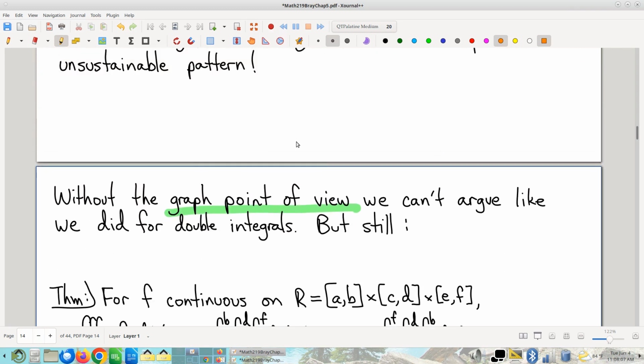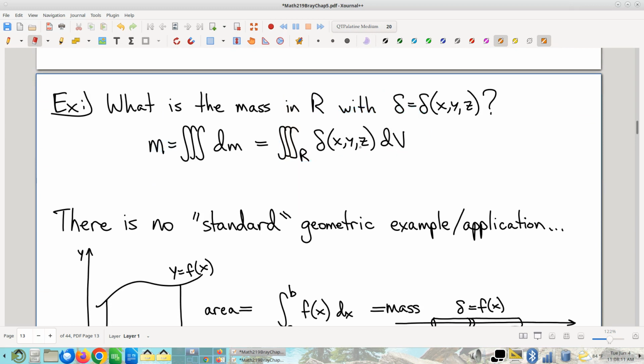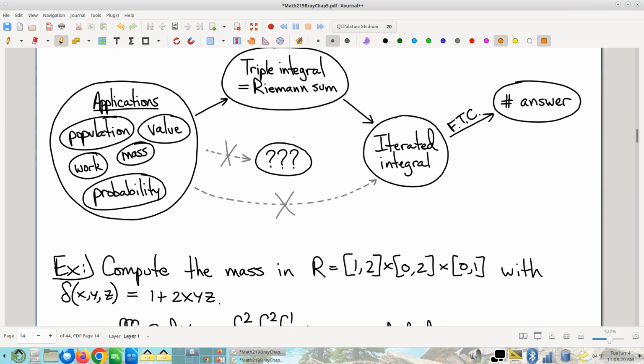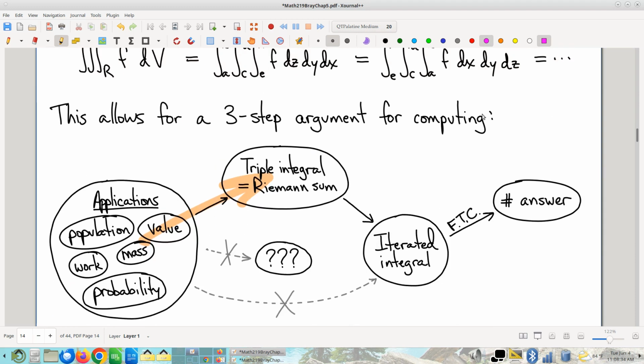How do we compute mass? Well, we just got through arguing that the whole is the sum of the parts, and with density and all that, mass can be computed with a triple integral. Okay, so that's phase one of the problem: turning the application into a triple integral. There it is. Application, triple integral. Okay. Next step. We've got to figure out how to turn the triple integral into an iterated integral.